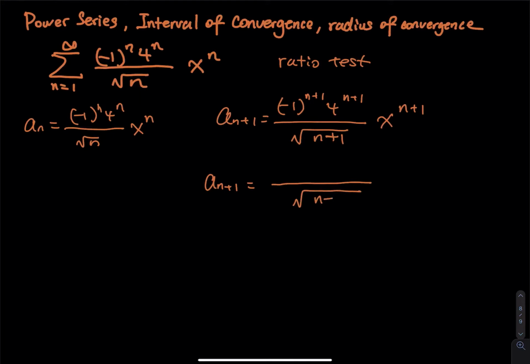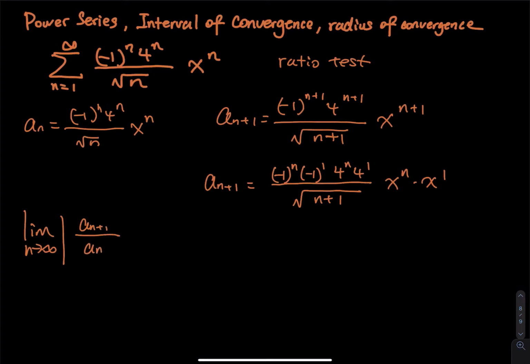So n plus 1, the top you have negative 1 raised to the n, negative 1 raised to the first, 4 raised to the n, 4 raised to the first, x raised to the n, and then x raised to the first. All right, and then you do your ratio. So limit as n approaches infinity, we can set up a ratio a_n plus 1 divided by a_n. The reason we use an absolute value is because we want to take away the alternating, the plus and the minuses.